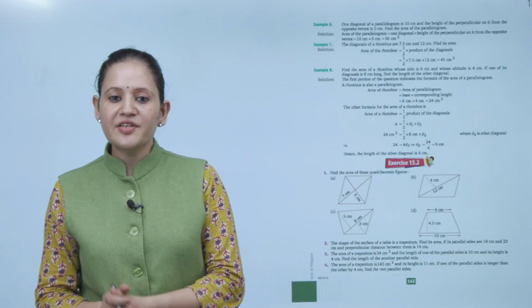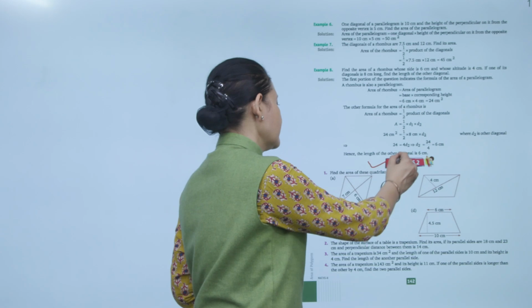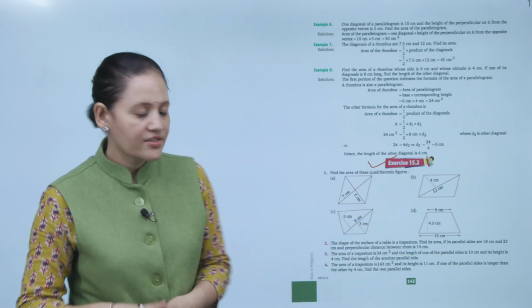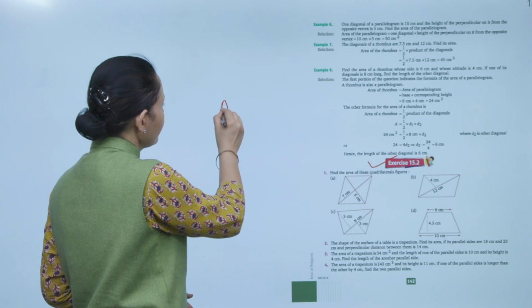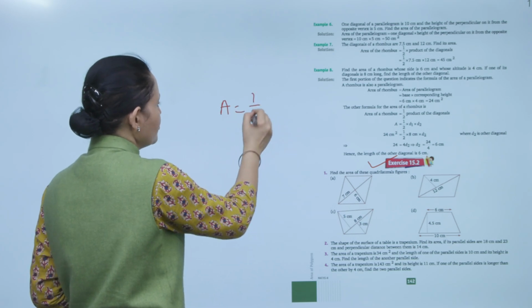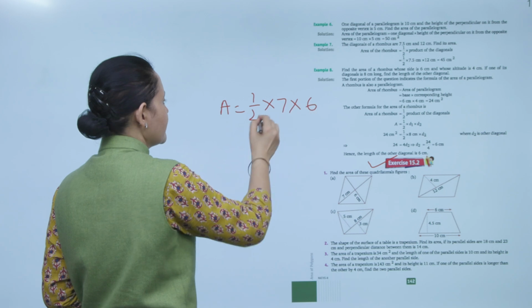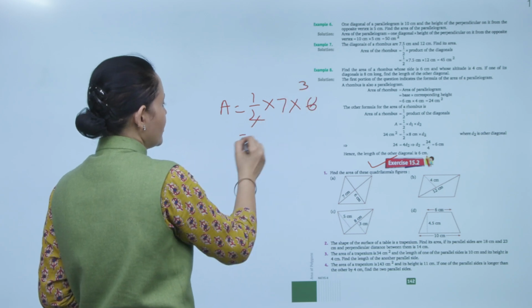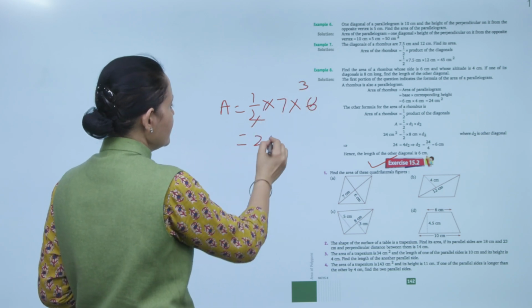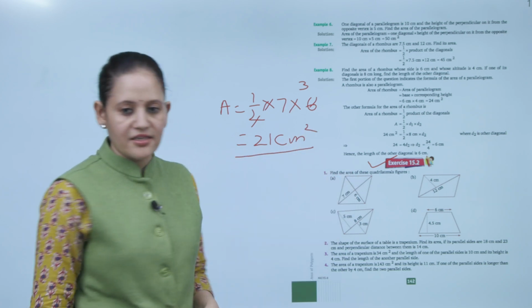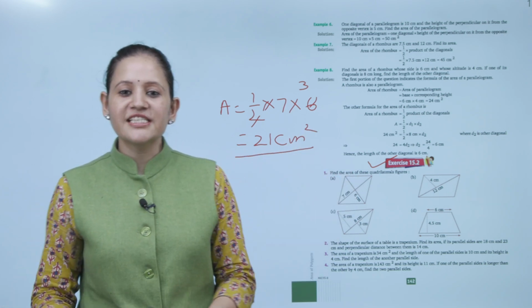Next is exercise 15.2. Find the area of this quadrilateral figure. So, the area in this figure will be 1 by 2 into 7 into 6, that is equal to 21 centimeter square. That is the area of the given quadrilateral. Practice all the questions of this exercise.